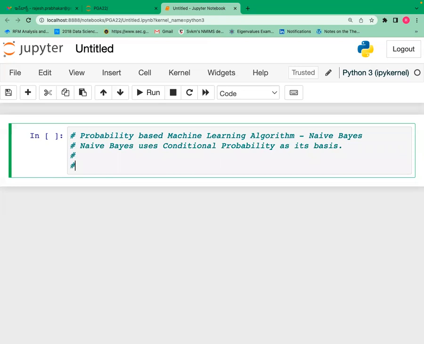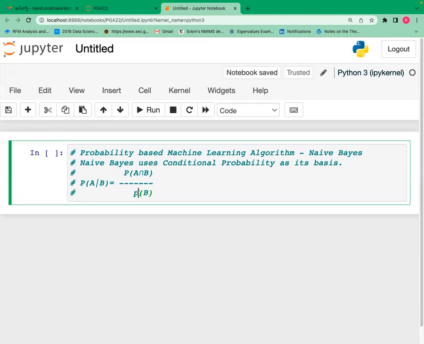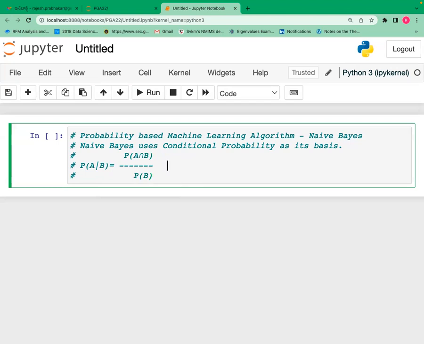Now you might say, what is conditional probability? Conditional probability is: the probability of A given B has already occurred is equal to the probability of A intersection B divided by the probability of B. The straight line symbol indicates the probability of A given B has already occurred.